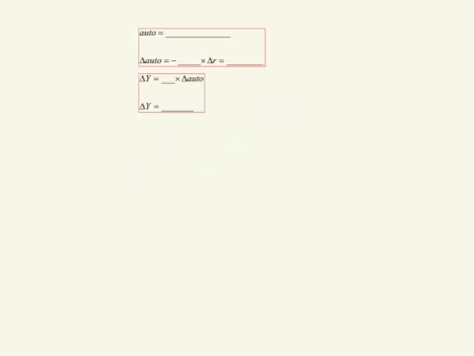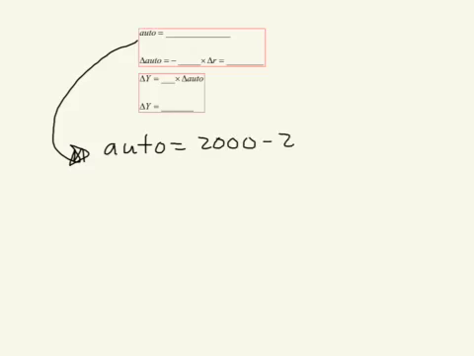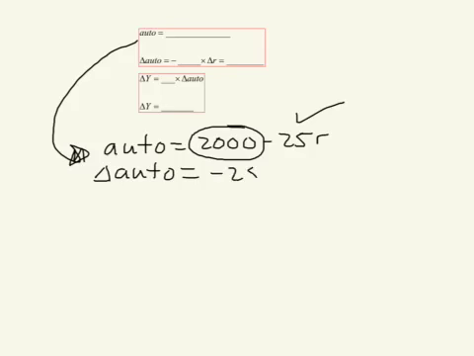Now, up here, this was another part of the problem. I was just pointing out that autonomous spending for that spending line is 2,000 minus 25 times whatever the interest rate is. So if I change autonomous spending, I'm not changing this component, I'm only changing the interest rate component. So the change in autonomous spending here is equal to minus 25 times the change in the interest rate.